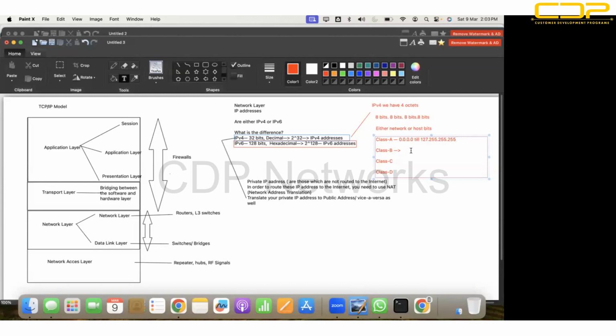If we talk about class B, what do you think class B starts from? 128. 128.0.0.0 till 191. 128 to 191. Okay. What about class C? 172. Okay. Now somebody said something about the reservations, and I'm glad that somebody has raised it.